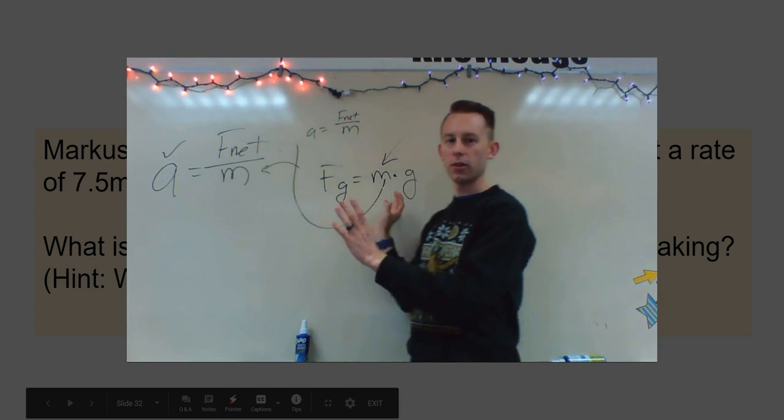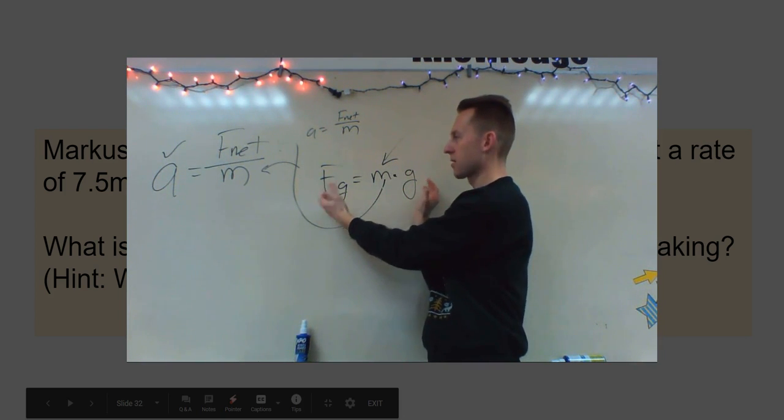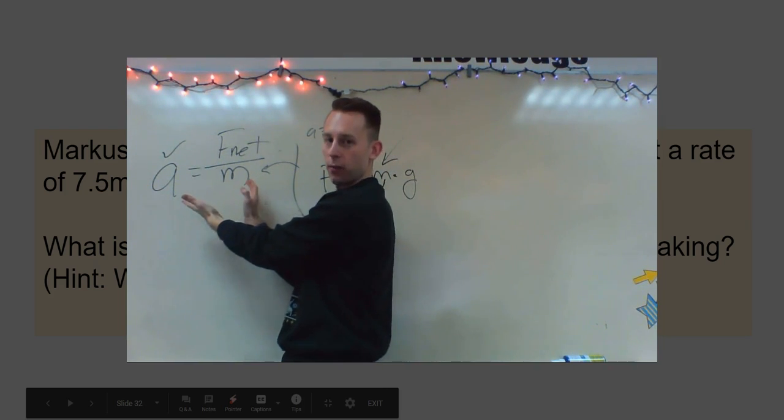Okay? So I wanted to show you this before I went on to the next stuff. So long story short, use this to find the mass. Once we have the mass, we can find the net force.